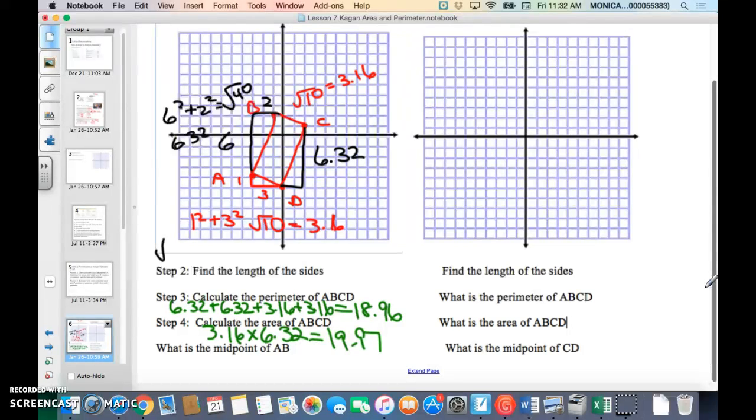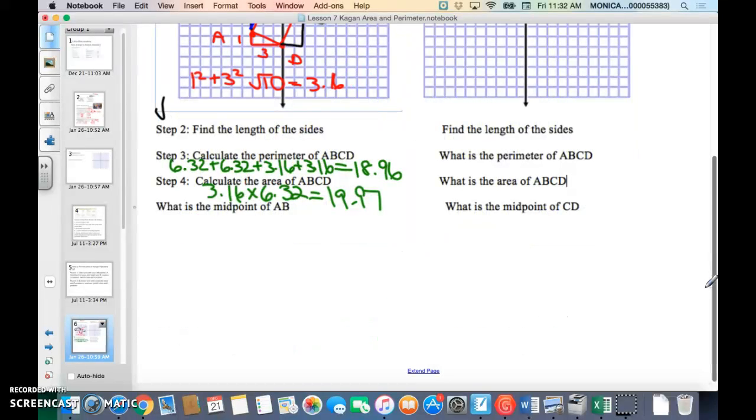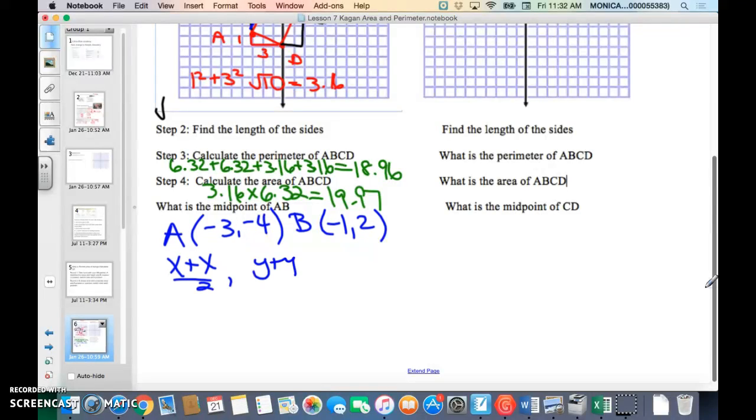And then I'm looking at the line AB, which is right here. And I want to find the middle point. Well, it looks like the midpoint might be right there. But how do we do this? Well, I need the coordinates for A, which are -3, -4. And I need the coordinates for B, -1, 2. And my midpoint formula, remember, is x plus x divided by 2, y plus y divided by 2.